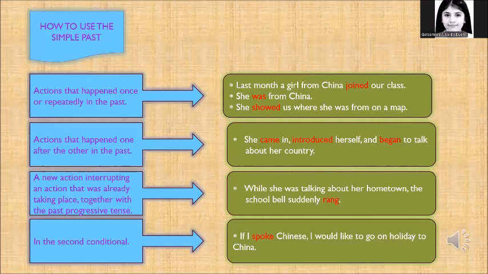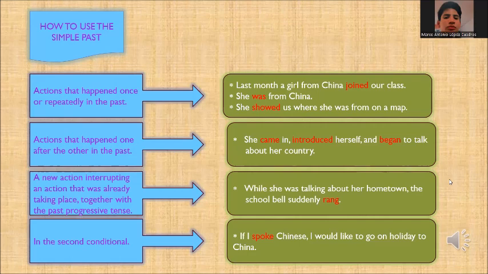Last month, a girl from China joined our class. She was from China. She showed us where she was from on a map. Actions that happened one after the other in the past: She came in, introduced herself, and began to talk about her country.